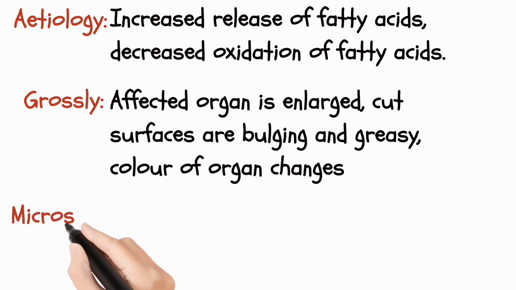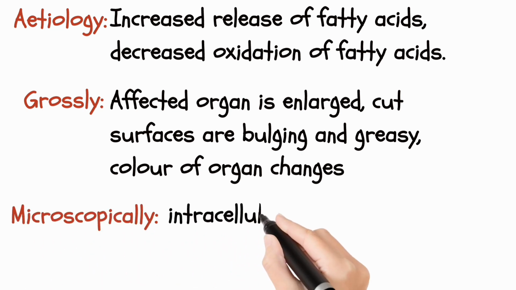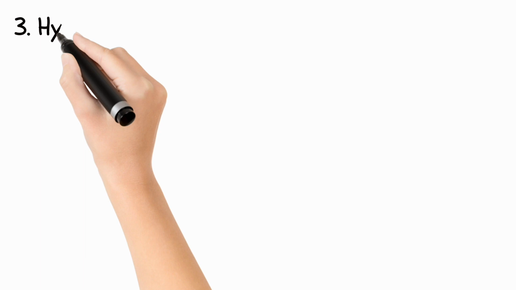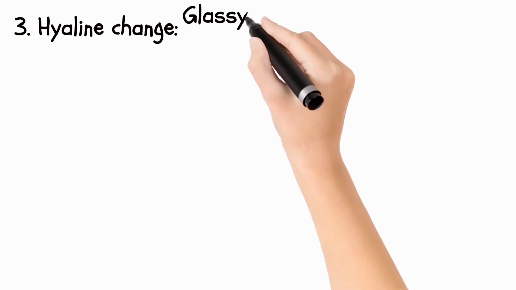Microscopically, intracellular deposition of fat droplets is seen. Okay, the third morphologic form is hyaline change. Don't forget we've talked about the hydropic degeneration and fatty change. This is the third one, which is called hyaline change. The word hyaline means glassy.